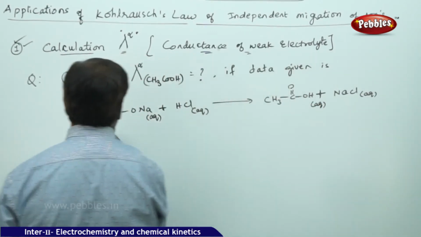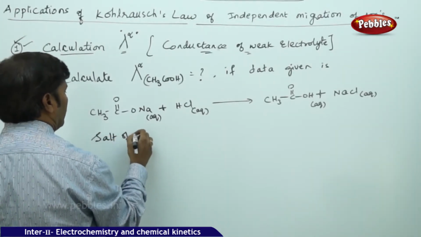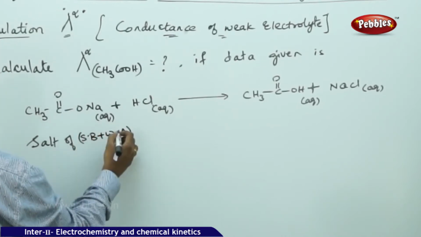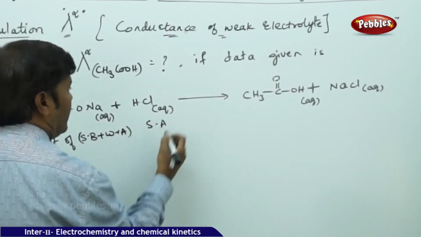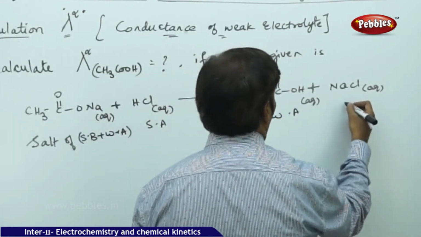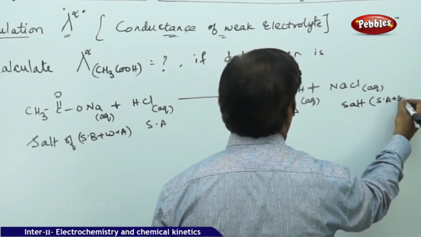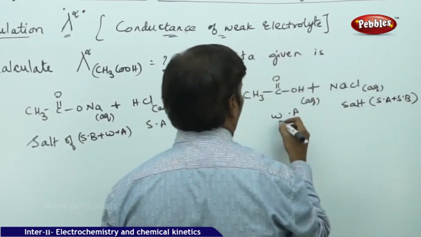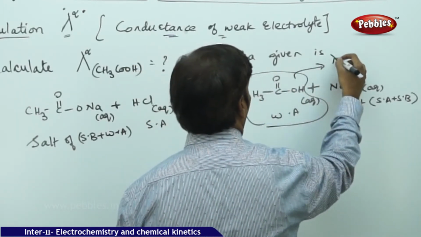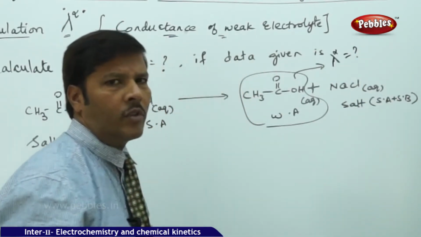So here this is a salt of strong base plus weak acid. Salt of strong base plus weak acid, this is a strong acid and it is going to give a weak acid, and this is a salt of strong acid plus strong base. So this is the quantity which we are trying to calculate, its equivalent conductance at infinite dilution. This is what we are supposed to calculate.